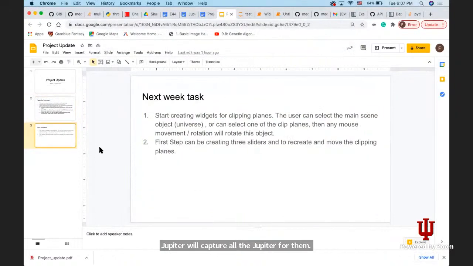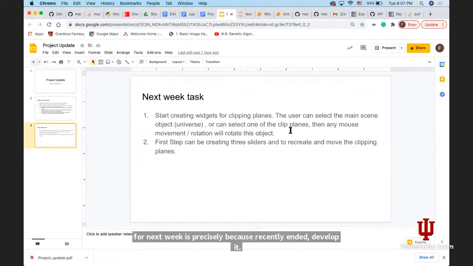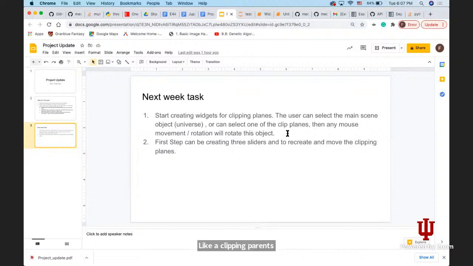So the task for next week is based on the clipping planes that Andy recently developed. The clipping planes can clip the simulation box into two planes, and the user can select one of the planes and move all the things. So my task is to create this interactively in the Jupyter notebook, with more functions rather than run, stop, and pause, and also add clipping planes and try to move things.